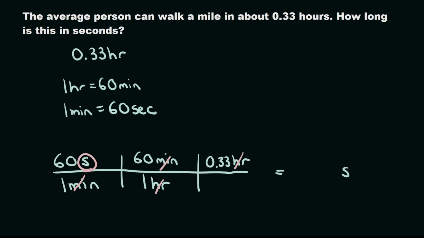And so the final answer is just going to be 60 times 60 times 0.33 divided by 1 times 1 times 1, which is the same thing as saying 1,188 seconds. And if you're rounding for significant figures in this case, it will be around 1,200 seconds, which is around 1/3 of an hour.